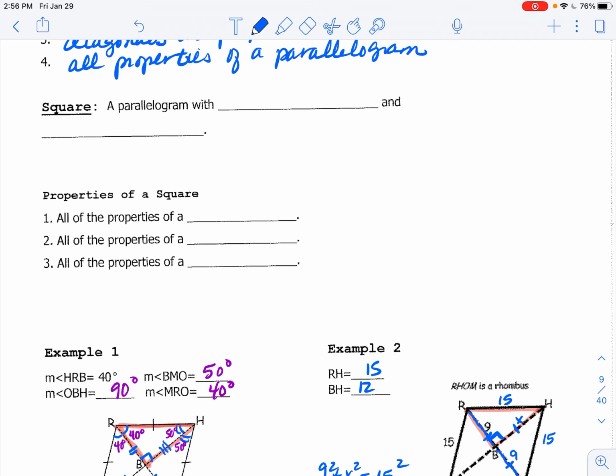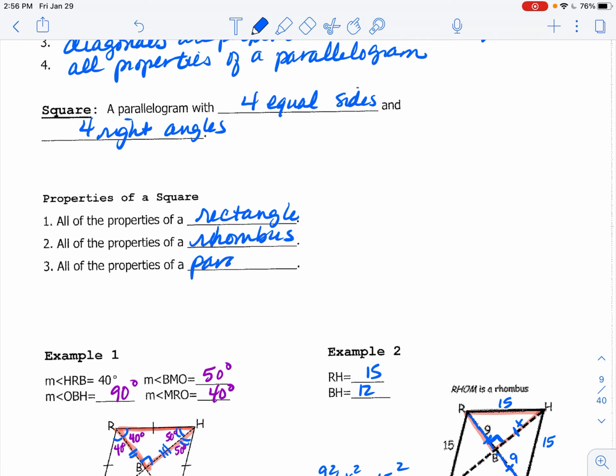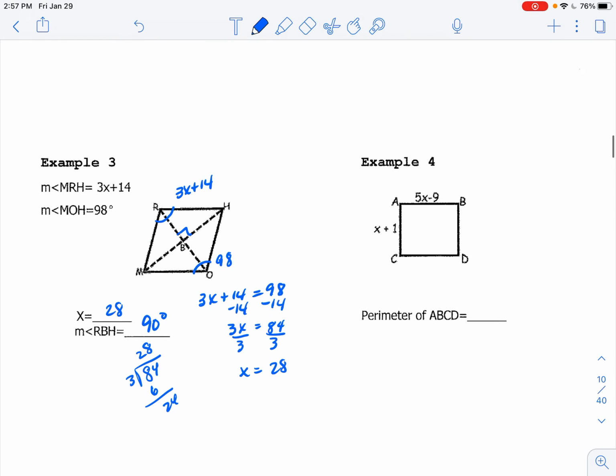All right, now let's talk about a square. Properties of a square. Well, a square is a parallelogram with 4 equal sides and 4 right angles. A square has all the properties of a rectangle, a rhombus, and a parallelogram. Let's take a look at a square.